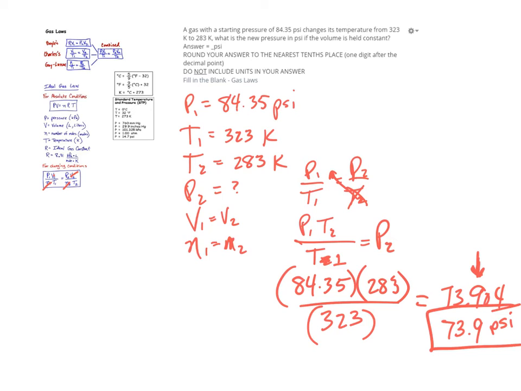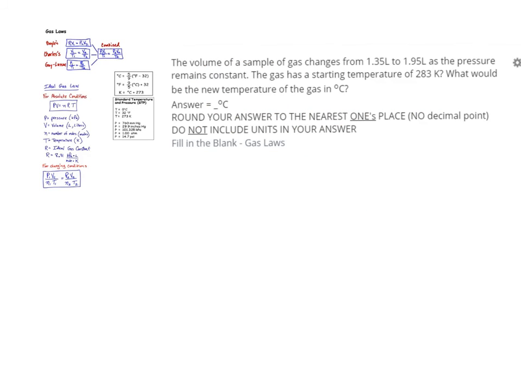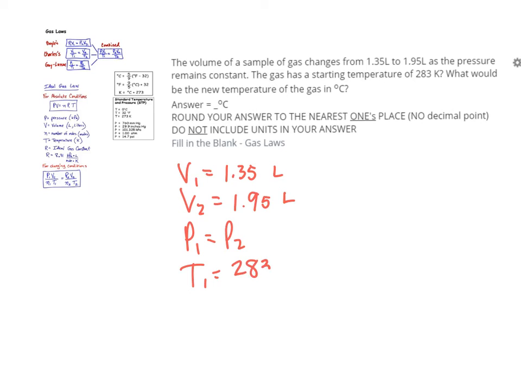All right. Let's try one more. All right. The volume of a sample of gas changes from, so I'm going to call that V1, of 135 liters to a new volume of 1.95 liters as the pressure remains constant. P1 then equals P2. The gas has a starting temperature of 283 Kelvin. All right, it's not in Celsius, so we're set to go. What will be the new temperature in degrees Celsius?